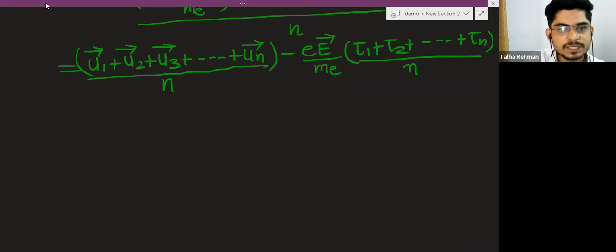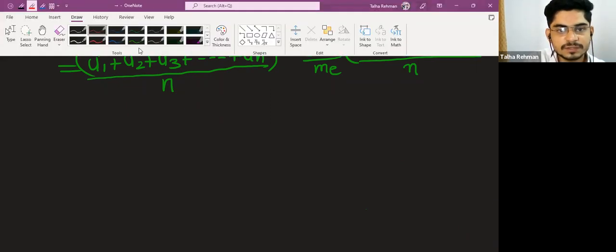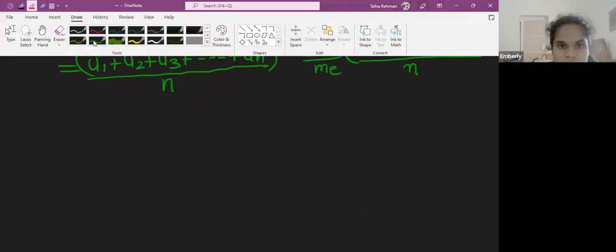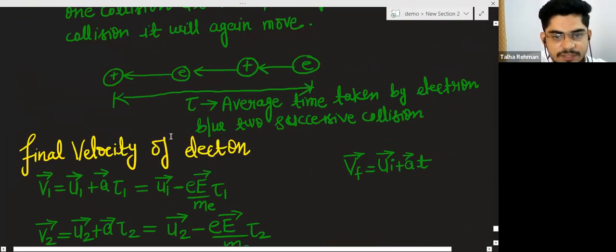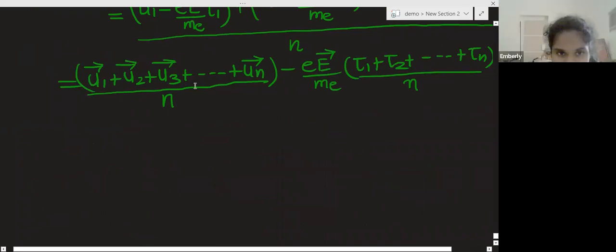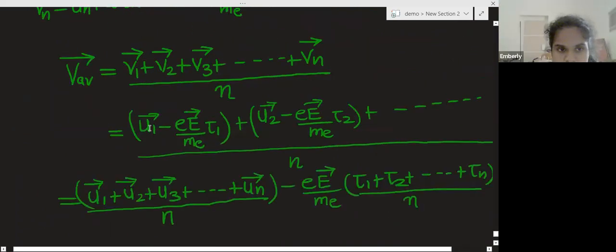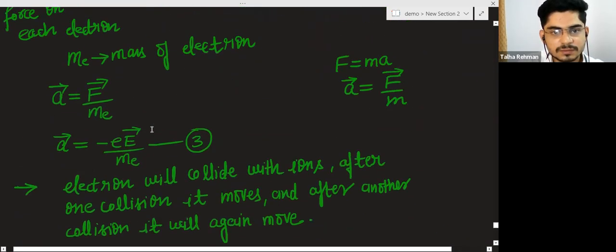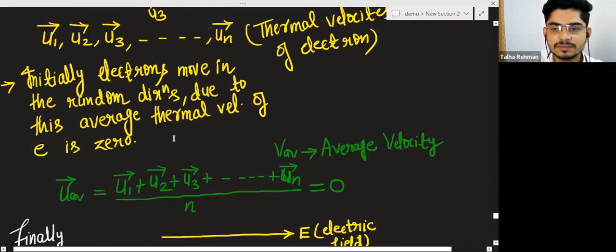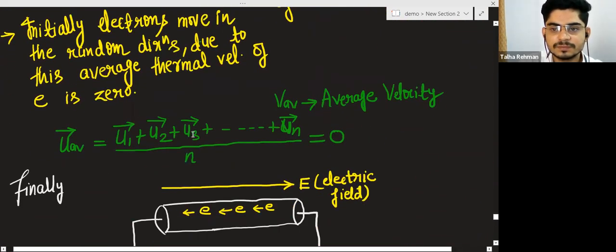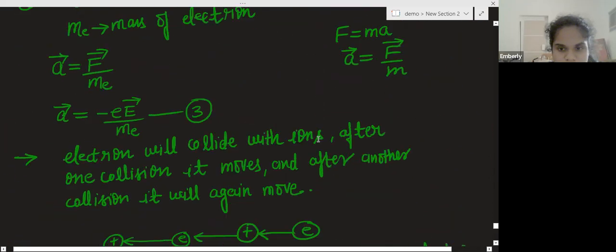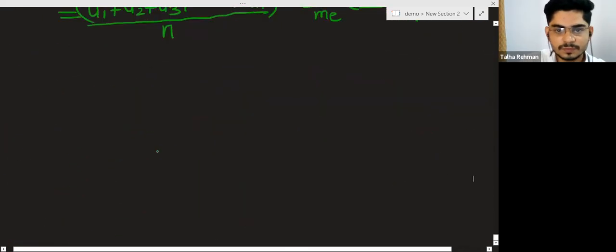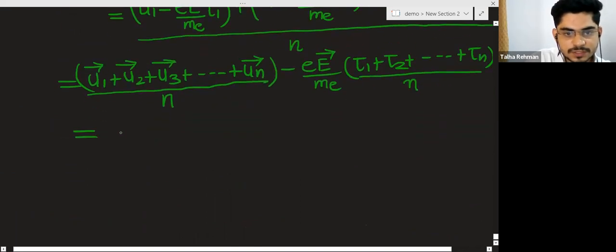And Emily, please tell me, what is this? We have seen this somewhere. This is this, and this is equal to 0. Very good. So this is just U average.